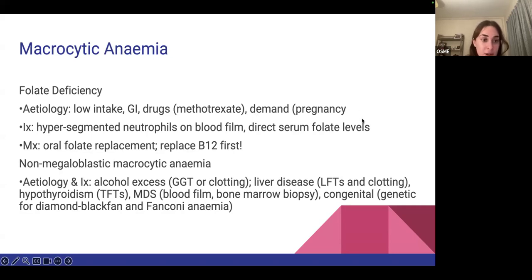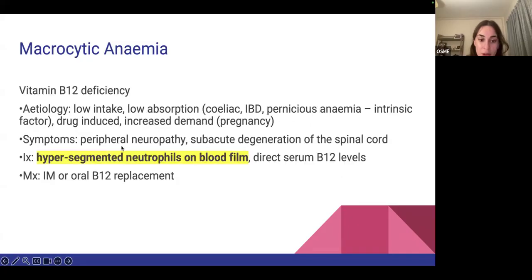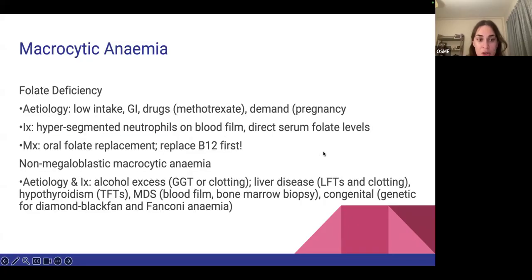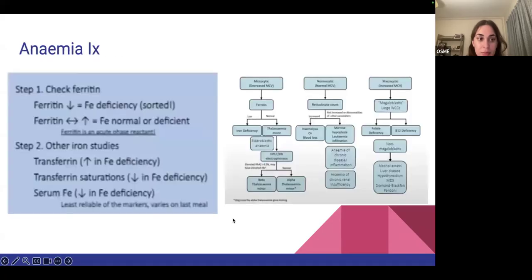So again, pregnancy. You will again see hypersegmented neutrophils on the blood film, and the question will tell you it's folate because there'll be direct reduction in folate. In terms of management, you always replace the B12 before the folate because of this risk of subacute degeneration of the spinal cord. And the causes for a folate deficiency are listed here.